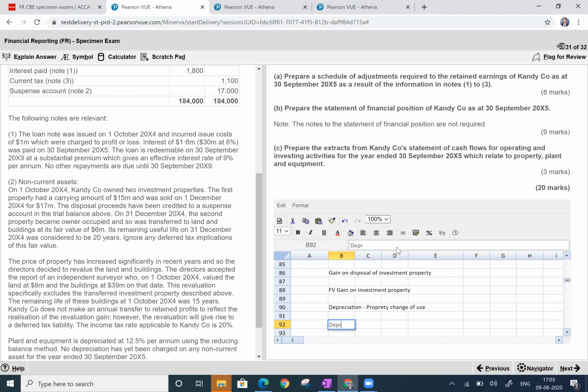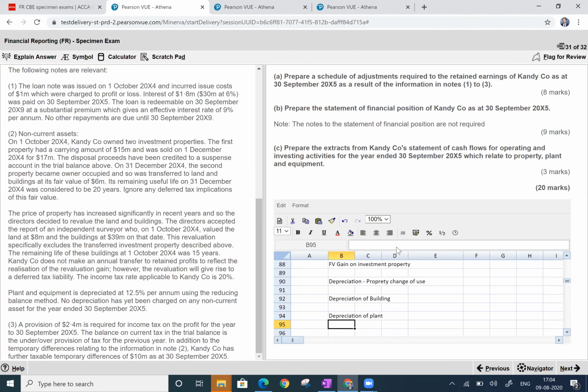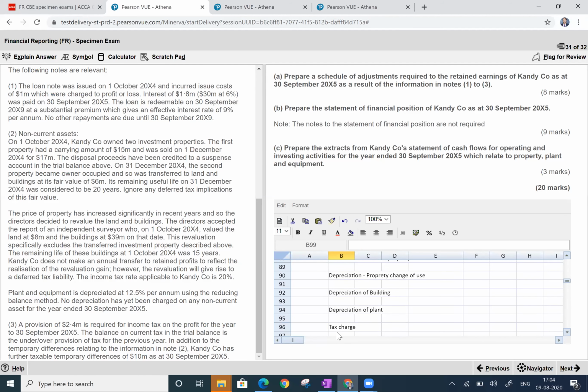Then depreciation of land and buildings. The building, there is no depreciation of that other than this property building. Then depreciation of plant. Then tax charge. If there is anything else, we will write it. Then loan note issue cost. It was the first one. So these are those adjustments.